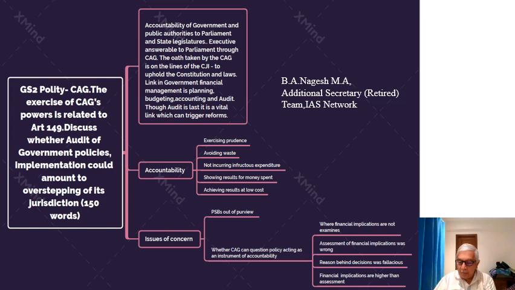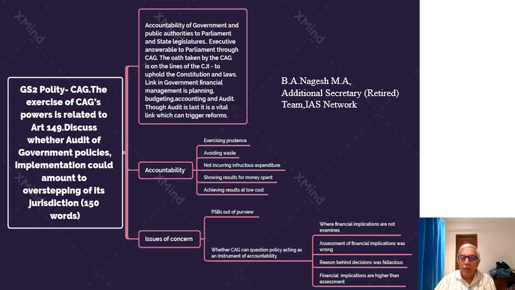The link in government financial management is there are 4 steps: planning, budgeting, accounting, and audit. The audit is the last. It is a vital link which can trigger reforms. So much for the introduction to the question. Now, the main question which we will analyze: what is accountability? By accountability, I mean exercising prudence.